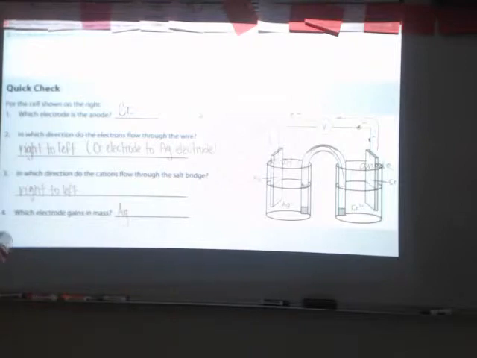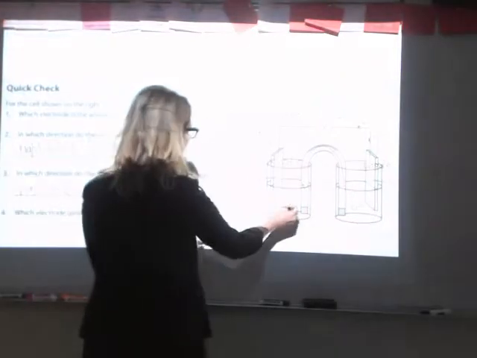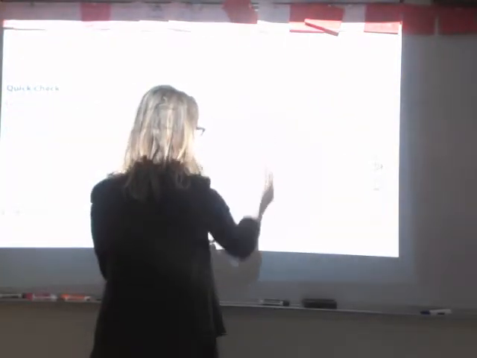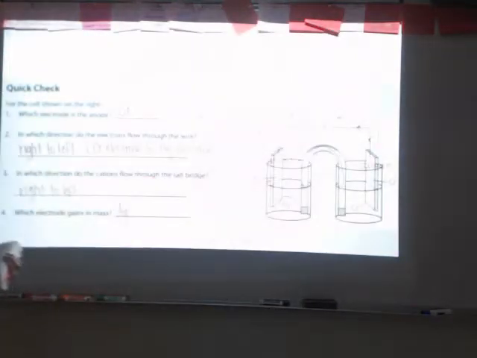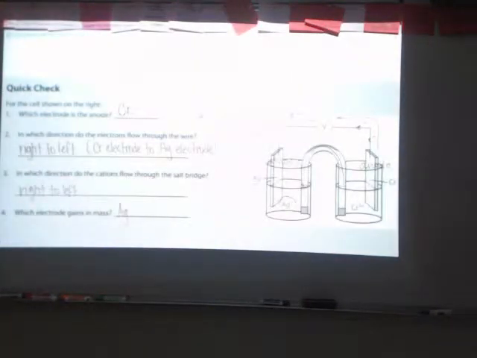And then which electrode gains mass? Well, whichever direction the electrons are going to, that's the one where these silver ions are going to combine with these, and we're going to get silver plating on this electrode, right at the bottom of it. So the electrode that gains mass is silver.